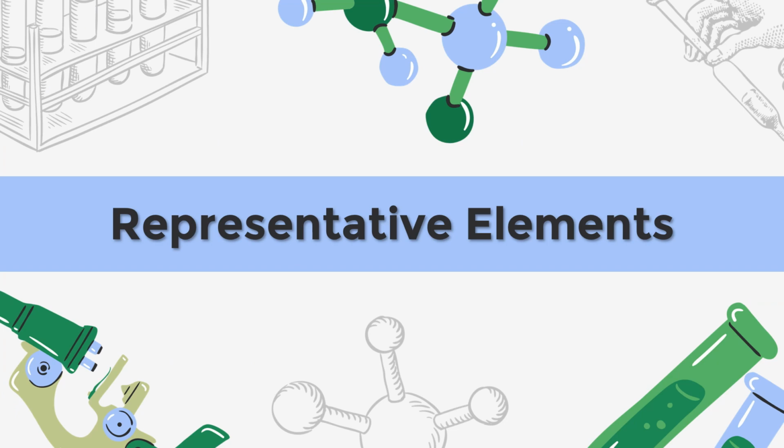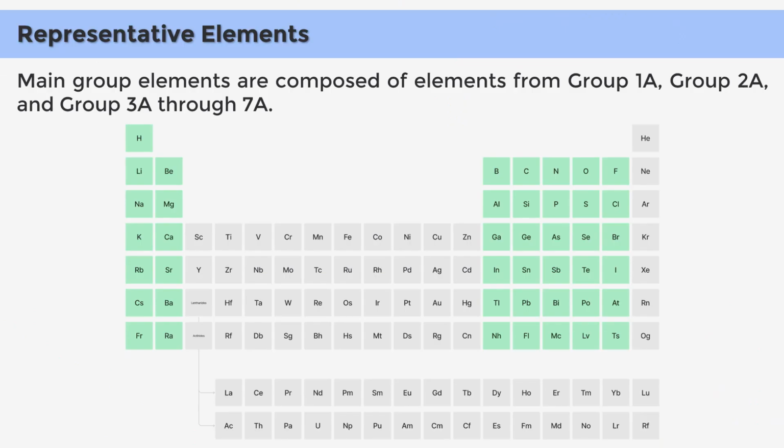For the introduction, representative elements, also known as the main group elements, are composed of those in the S and P blocks of the periodic table. Also, this group is made of metals, nonmetals, and metalloids. Let's start exploring the basic inorganic chemical reactions, starting from Group 1A, Group 2A, and Group 3A through 7A.